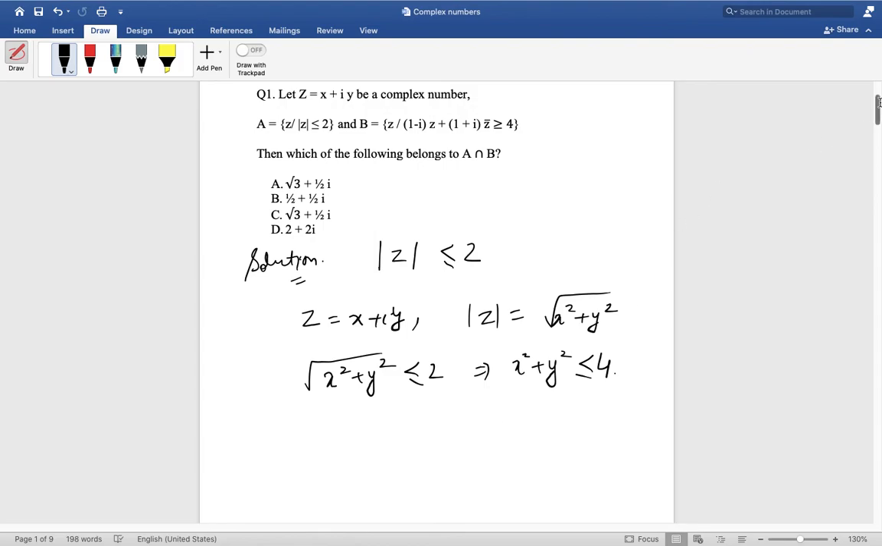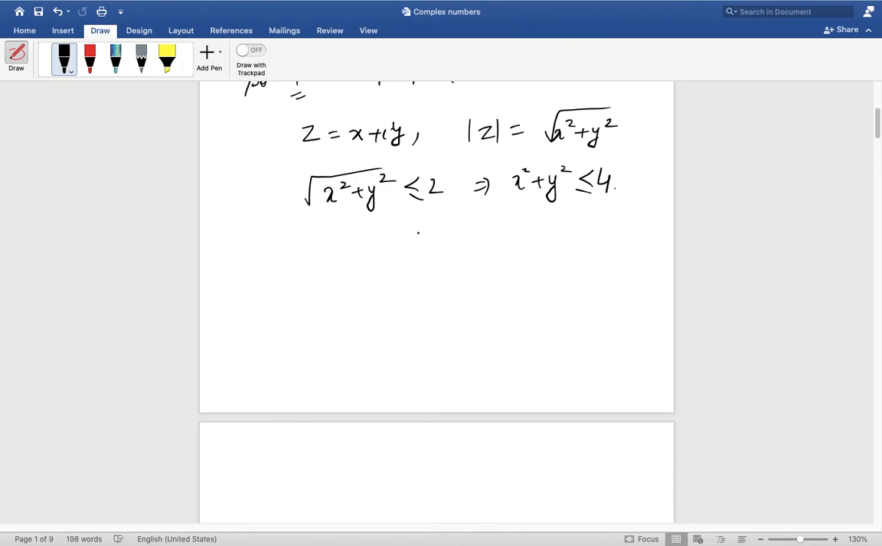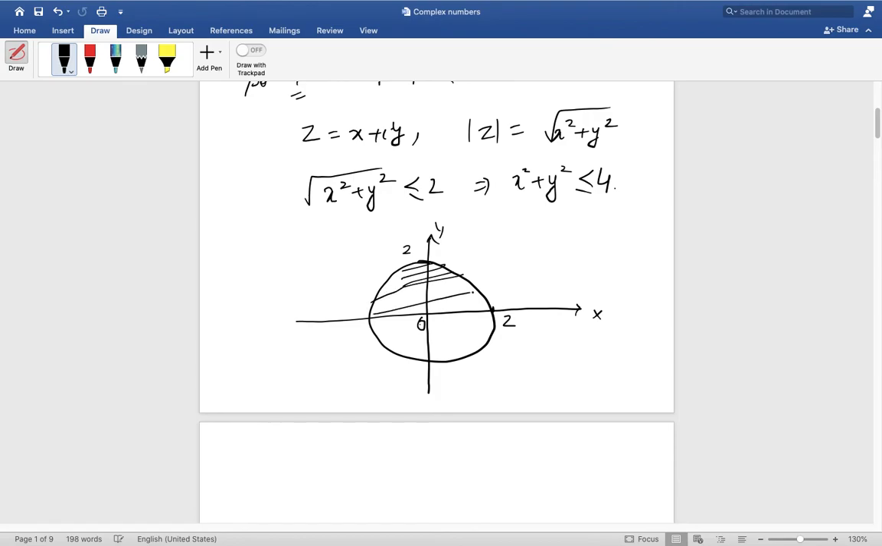So we know that x square plus y square equals 4 represents what kind of curve? We know that it represents a circle. So if this is the x-axis, this is the y-axis, this is the origin, then x square plus y square less than or equal to 4 represents a circle of radius 2. So this is 2, this is 2. So less than or equal to 4 will be this area.